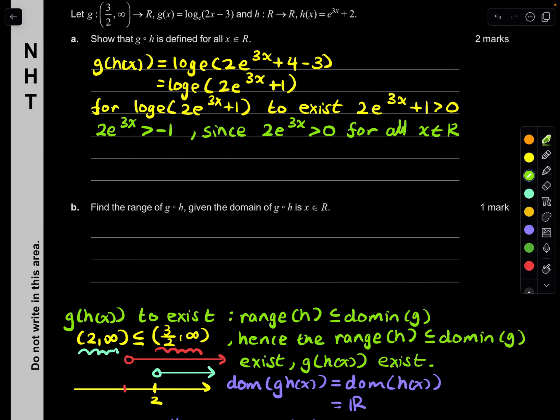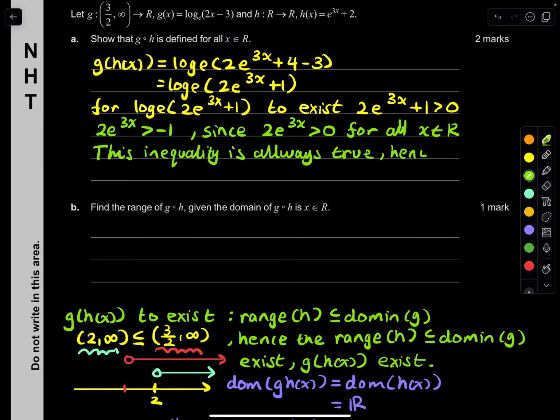So basically, this proves to us also that because this inequality is always true, hence, g of h is defined for all x, x is an element of all reals. Beautiful. So these are two ways, I think.